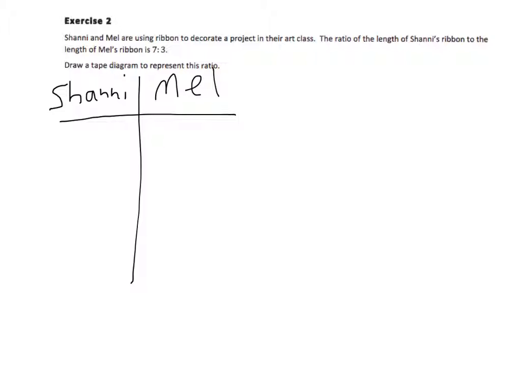To make our ratio table, all we're going to do is start with the length for Shani, and for Shani it is 7. Then what is the corresponding length for Mel? That is 3. So we put those across from each other. Then we can put a line to separate our next step in our ratio table. All we're going to do is double each number. So Shani's number from 7 is going to become 14, and Mel's number from 3 is going to become 6.